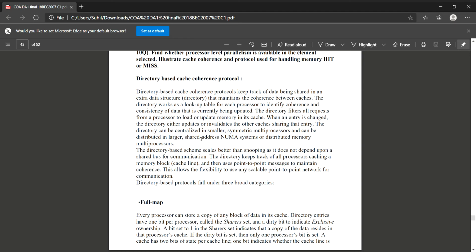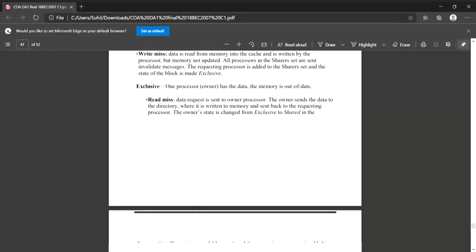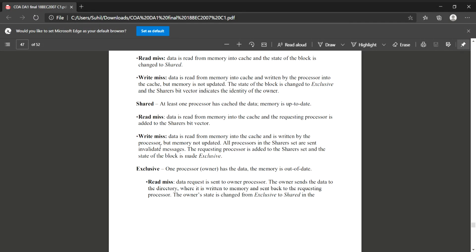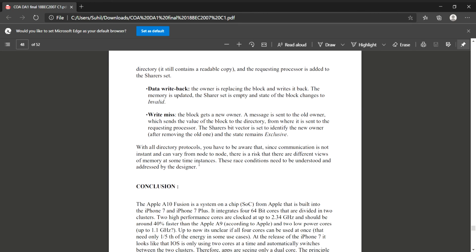Directory-based coherence protocols keep track of data being shared in an external data structure that maintains coherence between the caches. The directory works as a lookup table for each processor to identify coherence and consistency of data. The subdivisions involved are read miss, write miss, and shared miss, as we have studied.